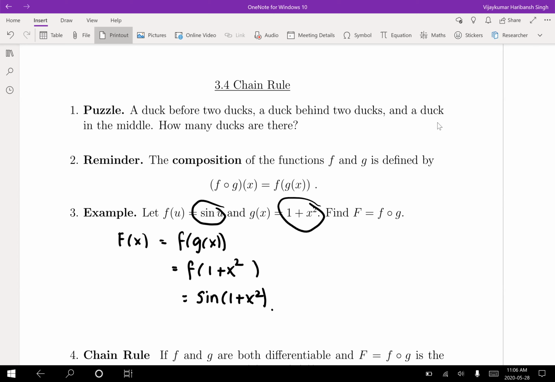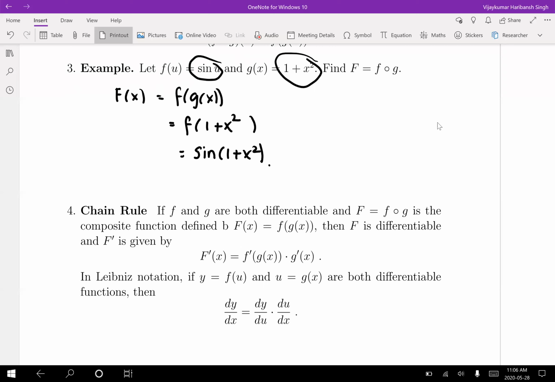Is there a way to relate f and g with the composition? And the answer is the chain rule. So what does the chain rule tell us? Let f and g be differentiable functions and consider F equals f composed with g. This is a composition function. It's defined by F of x as f of g of x.